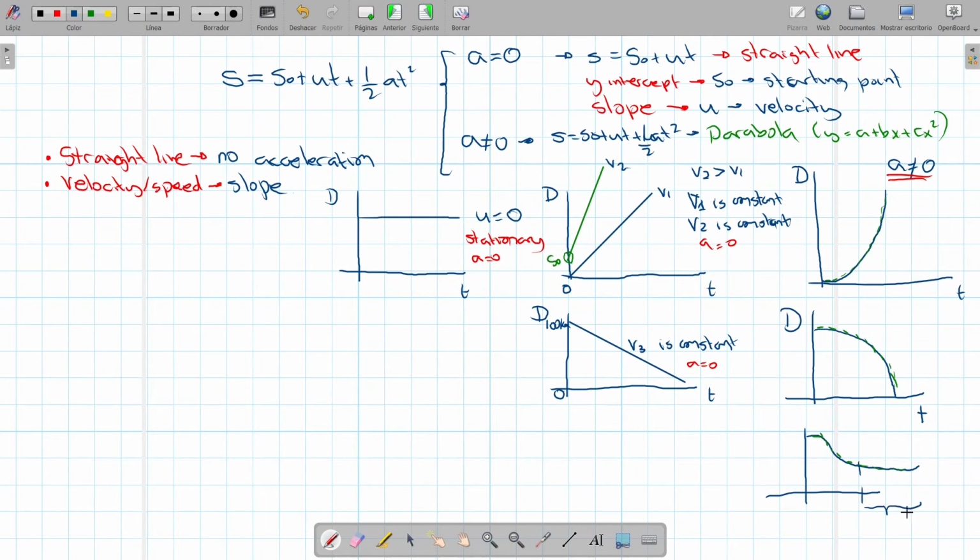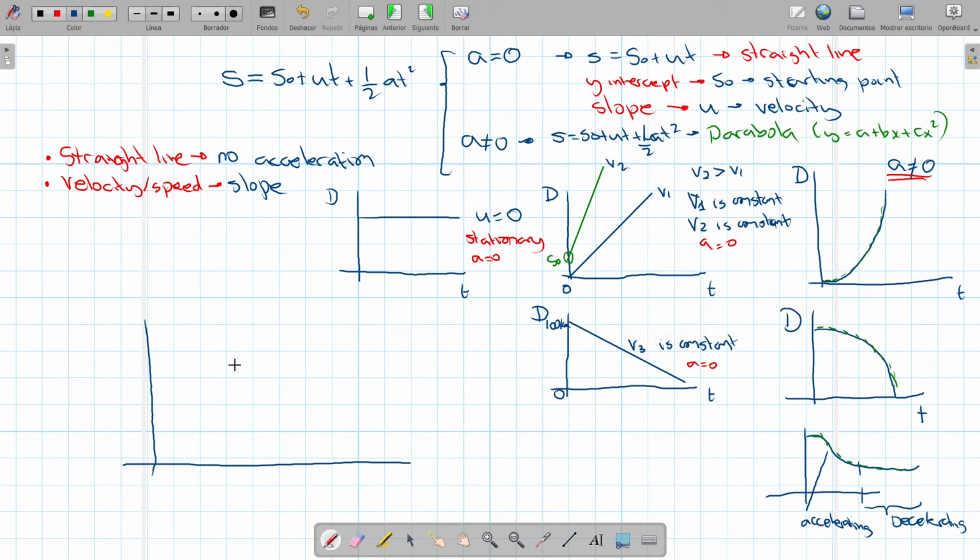Here you're decelerating and here you're accelerating. Don't look at the shape, only look at the shape to see if there's acceleration or not. So straight line means no acceleration, a curve means acceleration. But then look at if the slope is increasing or not to see if it's accelerating or decelerating. Okay.